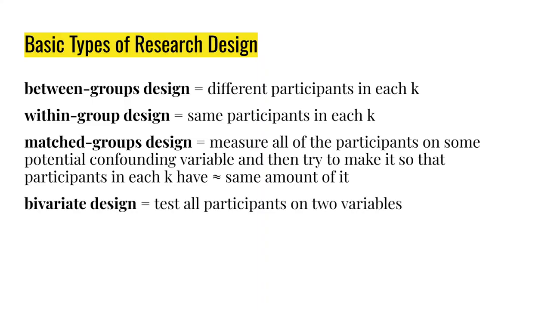Last basic type of research design that we have is a bivariate design. This is where we test the participants on two variables. In this situation, we don't have like multiple groups. This would be if I wanted to see if there's a significant relationship between how much sugar you consume and how tired you feel. I would test all of you on how much sugar you've consumed today. And then I would also test all of you on how tired you feel. And I would go and look and see if there's a relationship between those things.